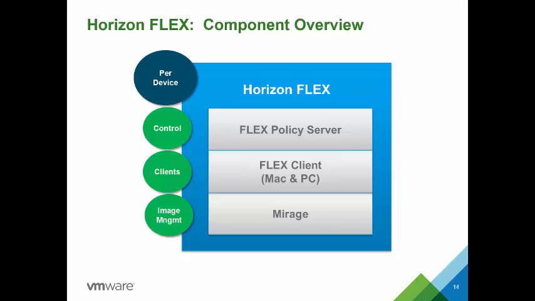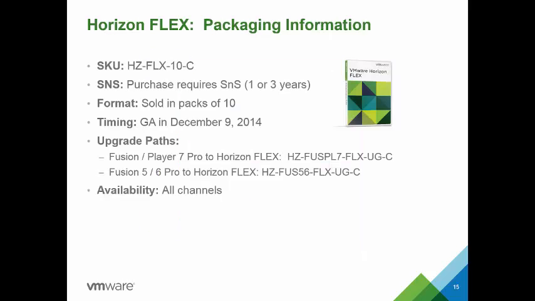Horizon Flex is packaged with the following components. First off, one of the main components is the Horizon Flex policy server. This provides a centralized control and management functionality for your Horizon Flex. Then you have the Horizon Flex endpoint client. It consists of Fusion Pro and Player Pro, which is installed on all your client systems. And then finally you have Mirage for Horizon Flex, which provides your image and layering management component of Horizon Flex. So those are the three core components that make up Horizon Flex and to use all of the feature sets with it.